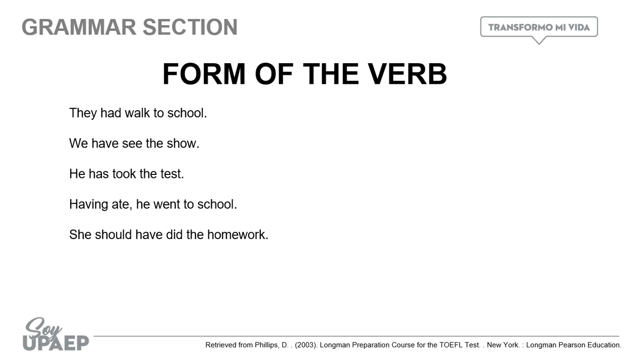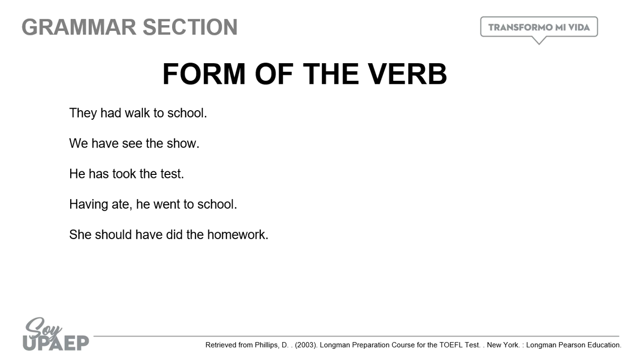On your screen, we have several sentences that have mistakes. For example, they had walked to school. We have see the show. He has took the test. Having ate, he went to school. She should have did the homework. I'm sure that you have already identified more than one mistake in the sentences. So what do you think if we go through them?